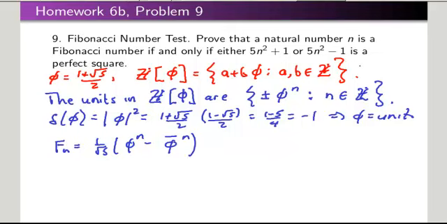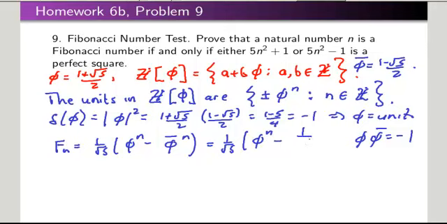and let me write phi bar for the conjugate quantity 1 minus root 5 over 2. It's not the complex conjugate, but that notation is easier to work with. And notice that phi times phi bar is the constant term in the quadratic. That's equal to -1, or you can just multiply it out. And so this is 1 over root 5 times phi to the n minus 1 over phi to the n, with a negative sign. And so we get a quadratic equation where you can solve for phi to the n in terms of f of n. So use the quadratic formula.